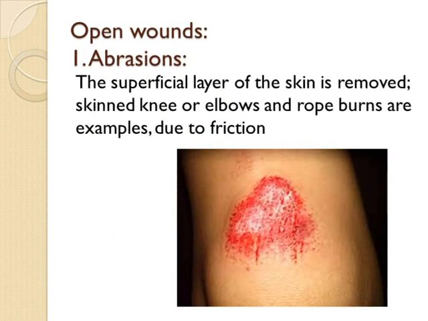First, we talk about the open wounds. The first is abrasions, where the superficial layer of the skin is removed, as shown in front of you. Skinned knees or elbows and rope burns are very common examples that happen in daily life activities. It's actually due to friction.